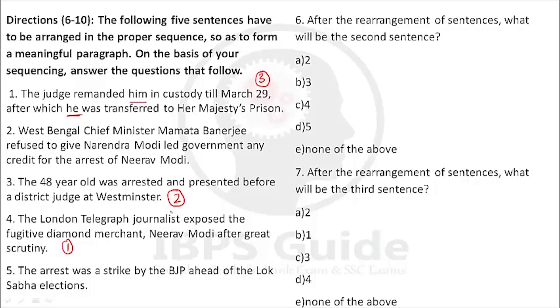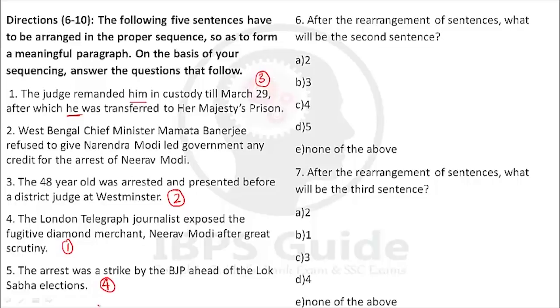After that, which can be the fourth sentence? The arrest was a strike by the BJP ahead of the Lok Sabha elections. So the arrest, definitely Her Majesty's prison, and the arrest was a strike by the BJP ahead of the Lok Sabha elections. Okay, that will be the fourth sentence.